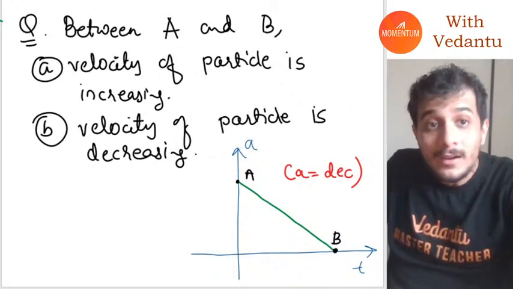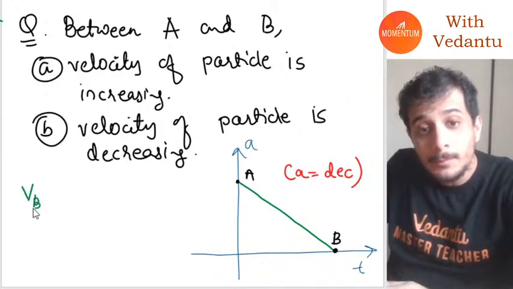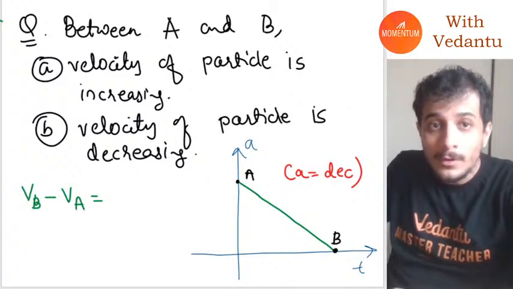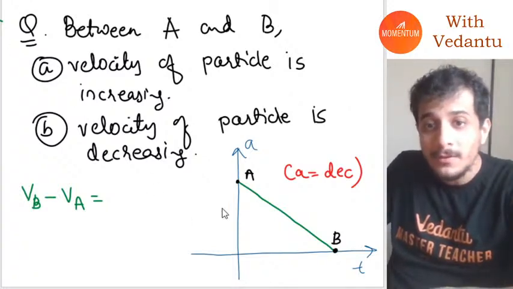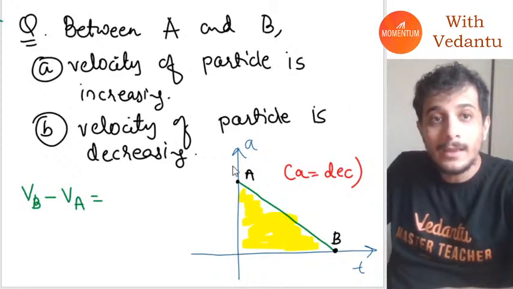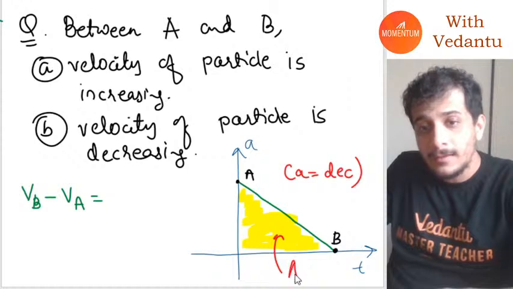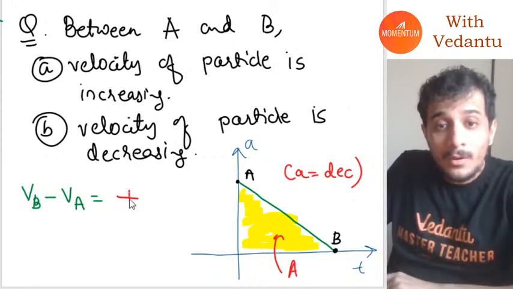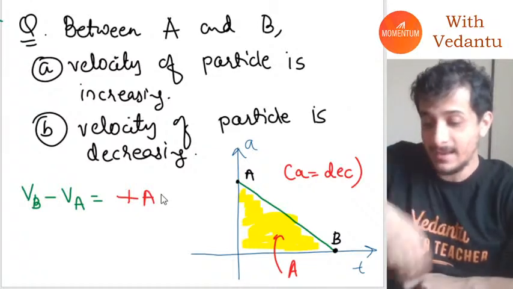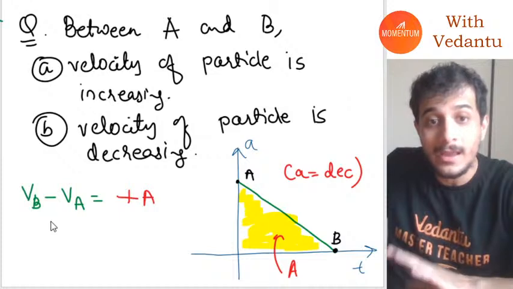To understand whether the velocity is going to be decreasing or increasing, you have to calculate vb minus va. When you calculate vb minus va, guys, what will it be? Vb minus va will be nothing but the area of this triangle. Let's call this area A. Vb minus va will be positive A, because this area is above the x-axis. I hope everybody understood.